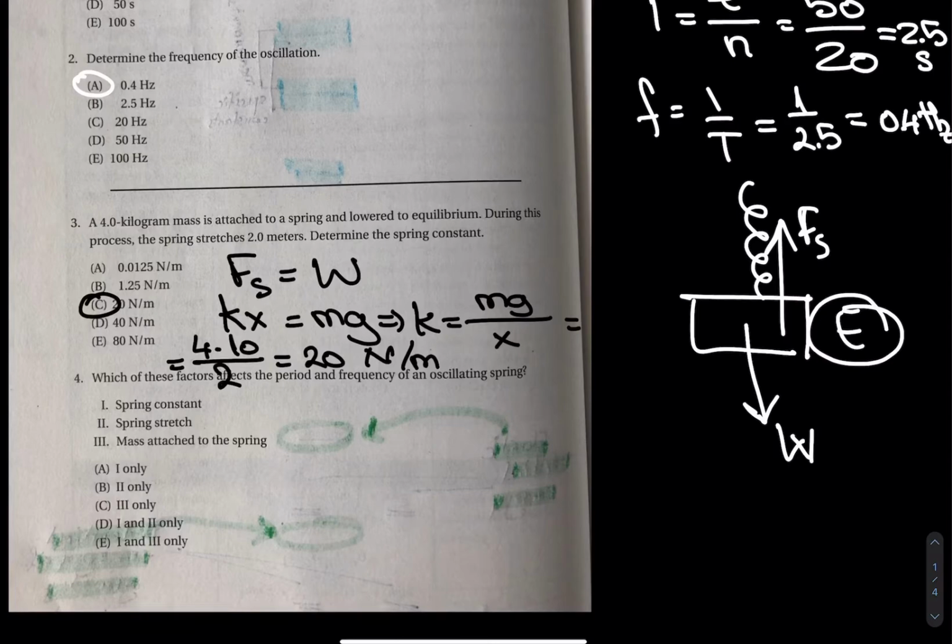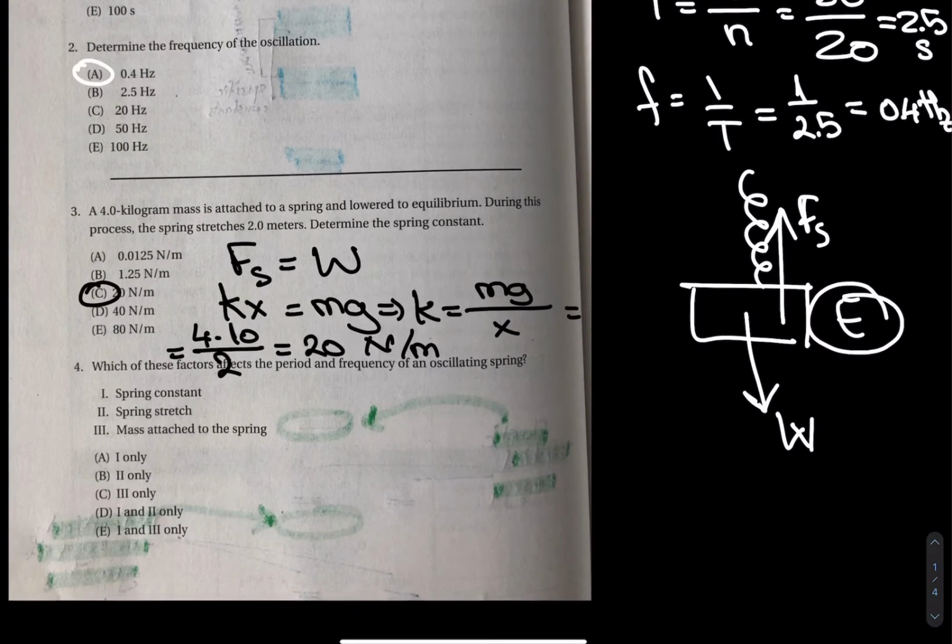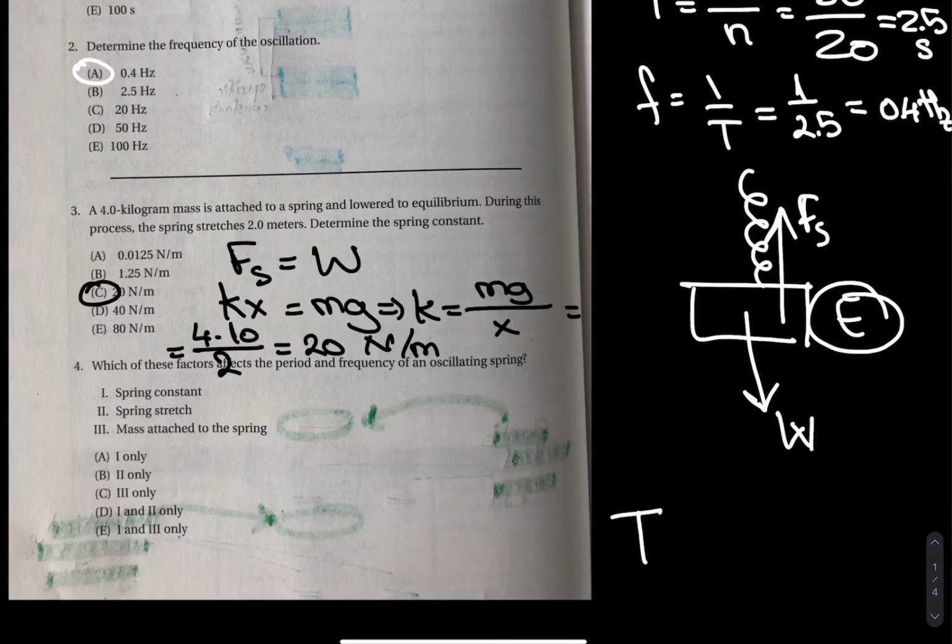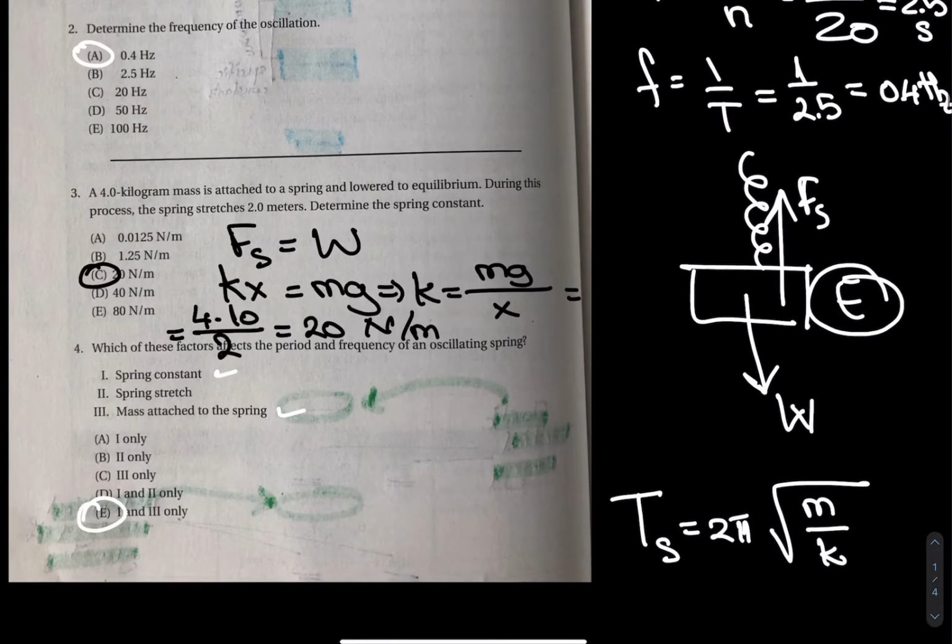Which of these factors affects the period and frequency of an oscillating spring? So we know that the period of an oscillating spring is 2 pi square root of m over k. So it's the mass attached to the spring, and the spring constant. So it's 1 and 3 only. So it's E. Alright, now let's go to the next question.